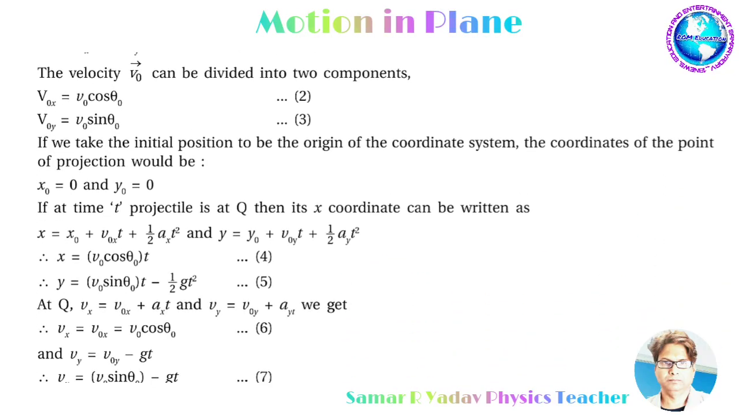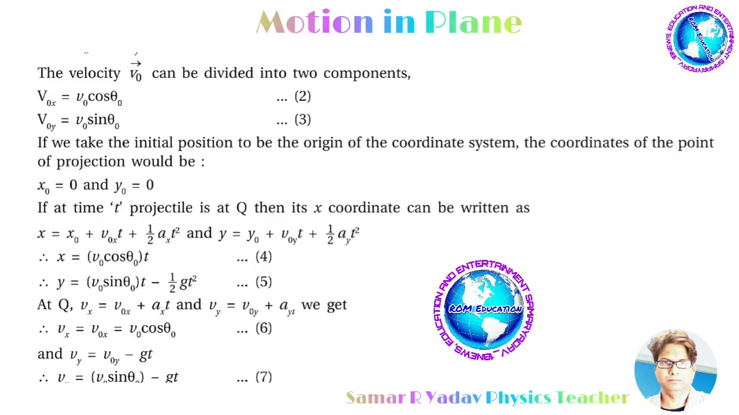If at time t projectile is at Q, then its x component can be written as x is equal to x0 plus v0x into t plus 1 half ax t square, and y is equal to y0 plus v0y t plus 1 half ayt square. Therefore x is equal to in bracket v0 cos theta 0 bracket over into t equation 4, and y is equal to v0 sin theta 0 in bracket into t minus 1 half gt square equation number 5.